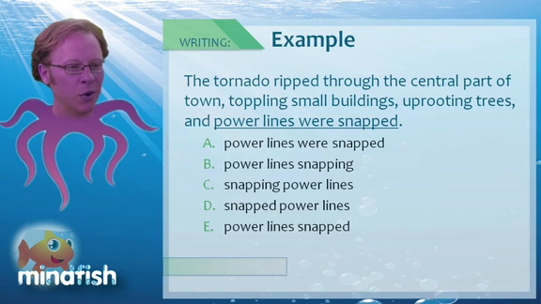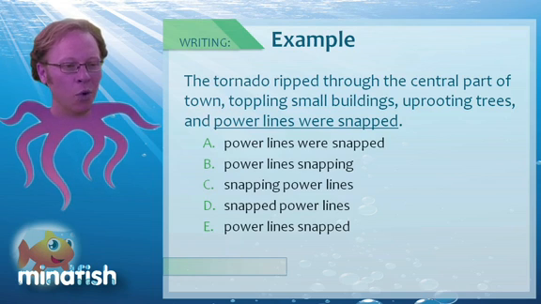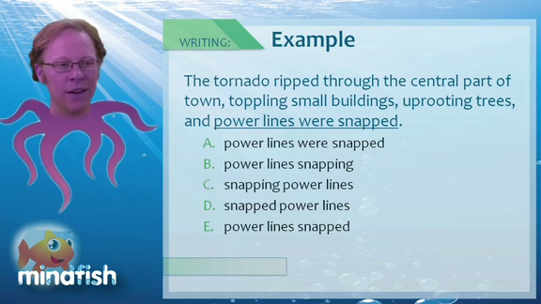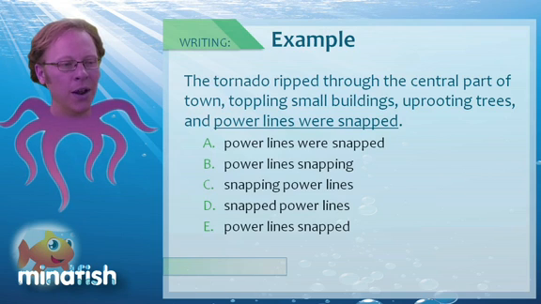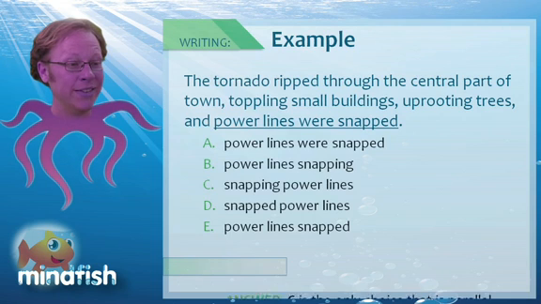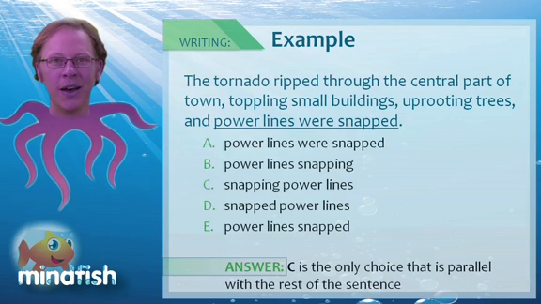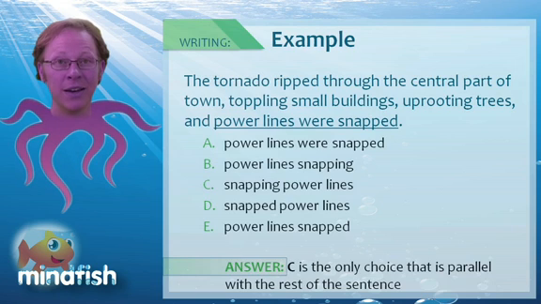Let's go on to a couple examples here. Look at this one. The tornado ripped through the central part of town, toppling small buildings, uprooting trees, and power lines were snapped. Well, here we have three actions that happen in this list. Toppling small buildings, uprooting trees, and power lines were snapped. You might have already heard the problem, but the third element doesn't sound like the other two. We need to choose answer choice C, snapping power lines, because if we do that, all the verbs end with ing and they match each other, and we've accomplished our goal of creating a parallel sentence.